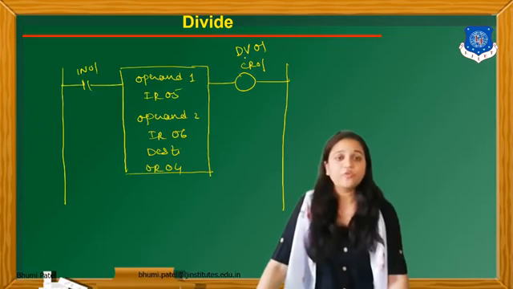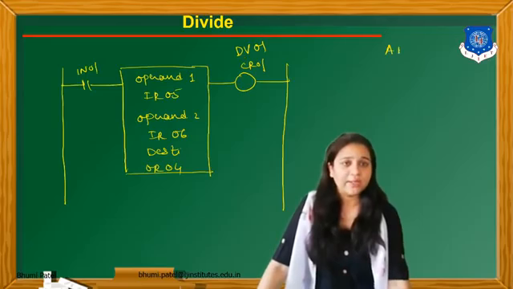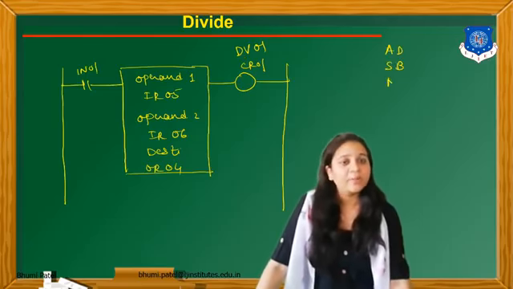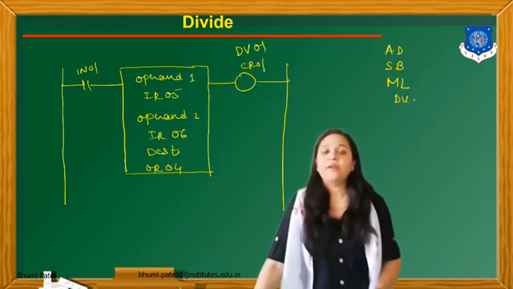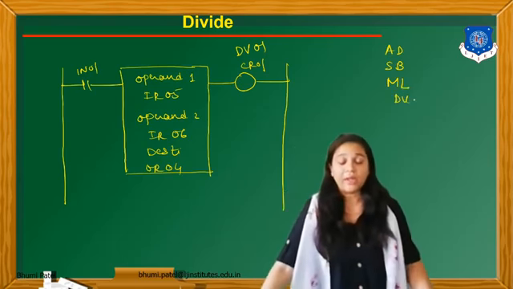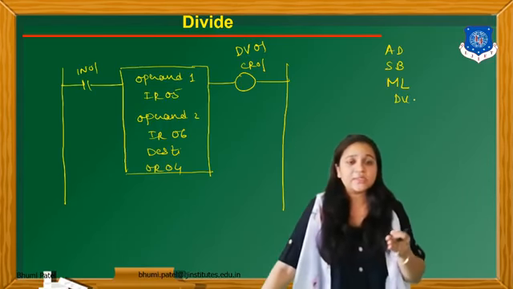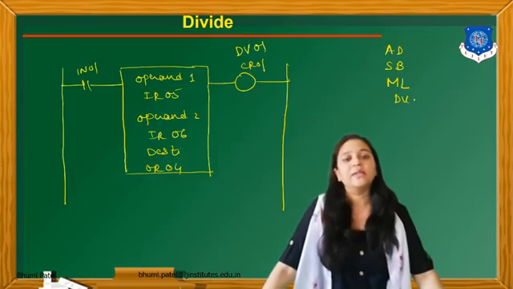Okay, so for the addition, we have to use the AD command. For the subtraction, we have to use the SB command. For the multiplication, we have to use the ML command. And for the division, we have to use the DV command. The format of the addition, subtraction, multiplication and division will be the same.